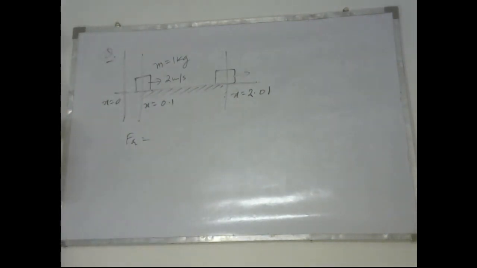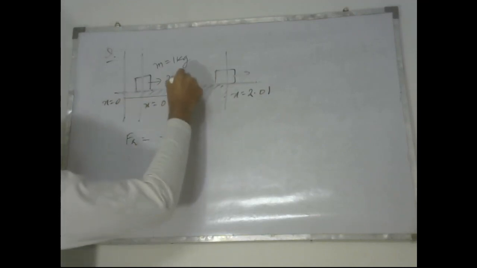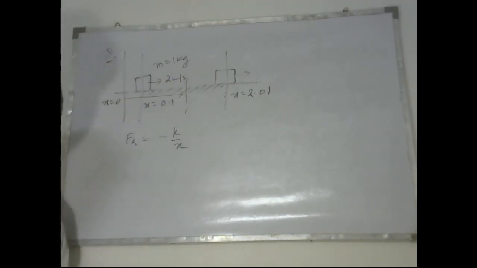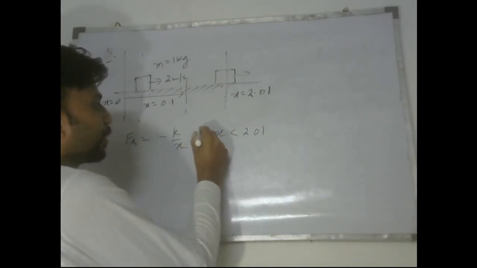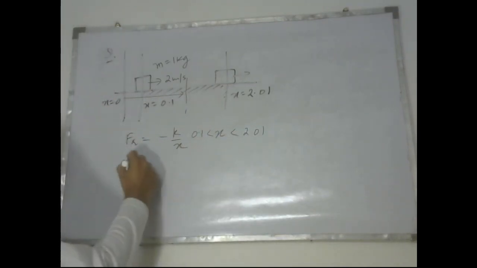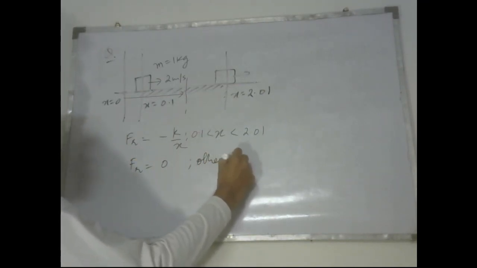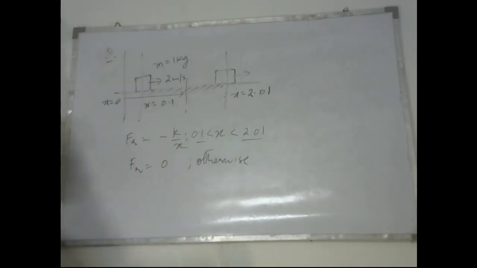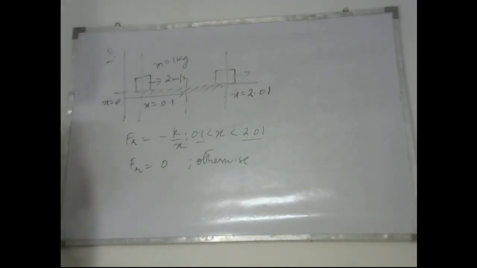So the resistive force acting on the particle is some minus k by x, where x is the position of the particle away from the origin. So again, repeating the rough patch: the rough patch is between 2.01 meters and 0.1 meters, and the value of resistive force is 0 otherwise. Between these two values, it has the value minus k by x. The velocity is given as 2 meters per second, and Fr is the retarding force in this case. The value of k is given as 0.5 joules.